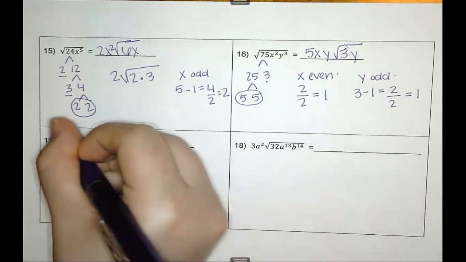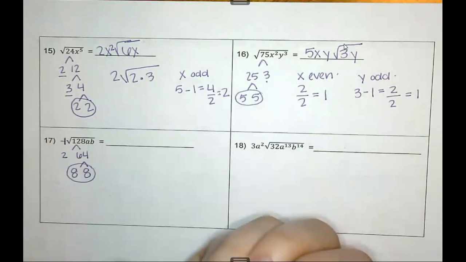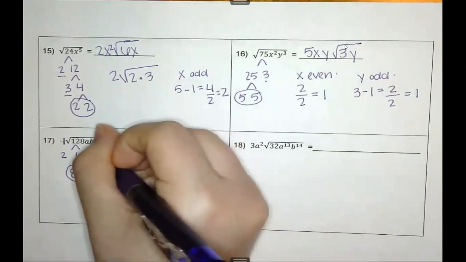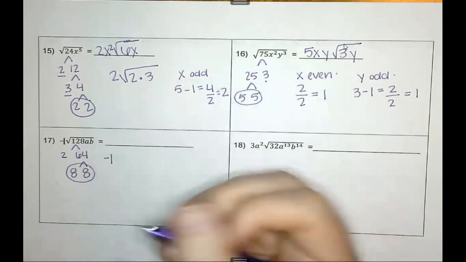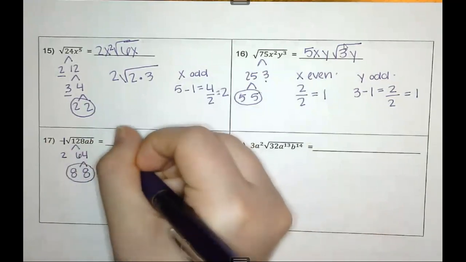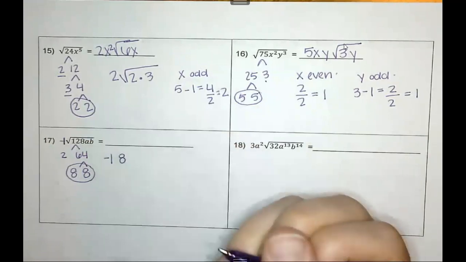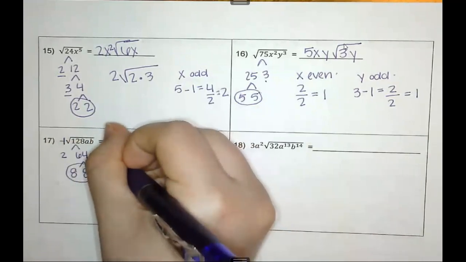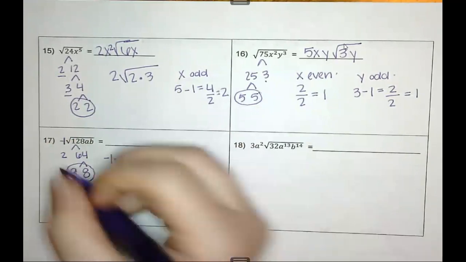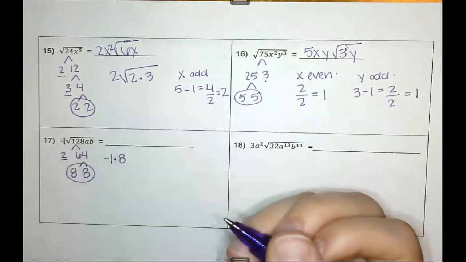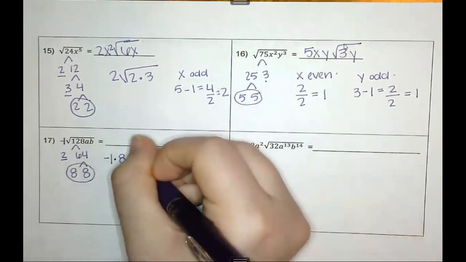Also, notice we have a negative out in front. That's just like having a negative 1 out there. So I already have a negative 1, and I've just decided that I can pull out an 8. So since there was already a negative 1 out there and I'm pulling out an 8, I'm going to have to multiply those two values together. All right, and then underneath the square root, we have this leftover 2.